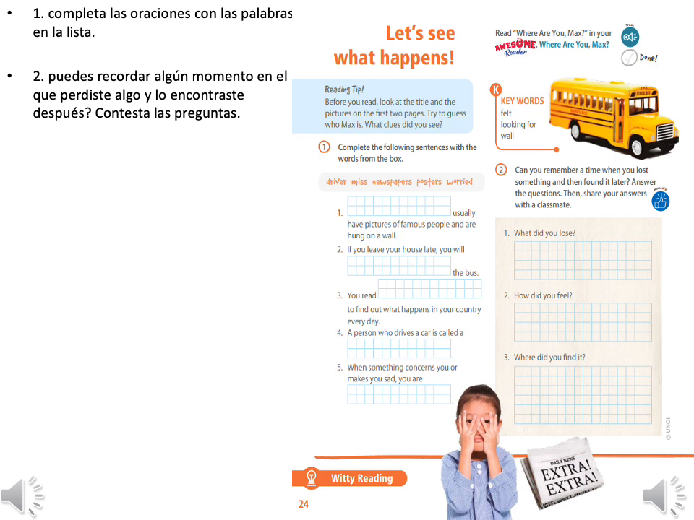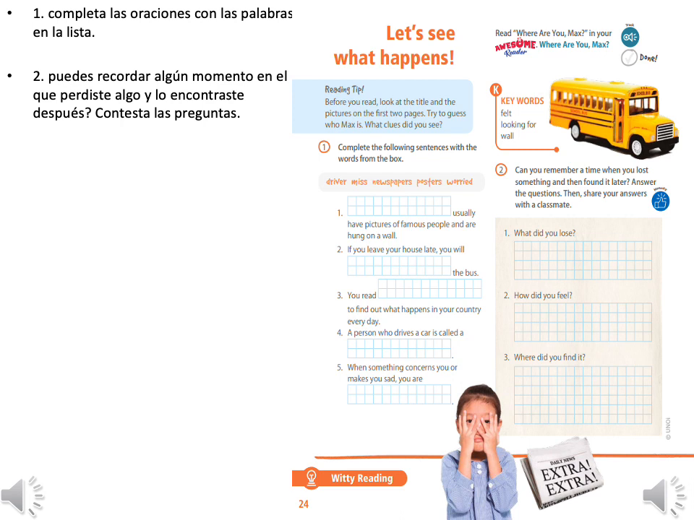Number 3. You read blank to find out what happens in your country every day. So, what do you need to read to know what happens in your country? A driver, miss, newspapers, posters, or worried. Number 4. A person who drives a car is called a blank. The person who drives a car is called driver, miss, newspaper, posters, or worried. And the last one, number 5. When something concerns you or makes you sad, you are driver, miss, newspaper, posters, or worried.